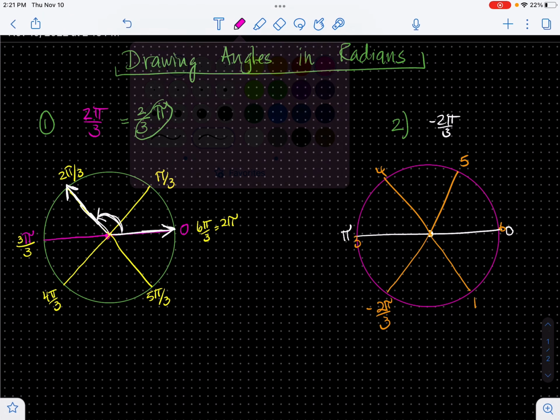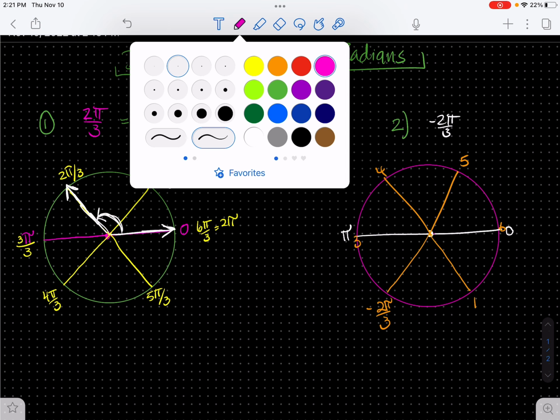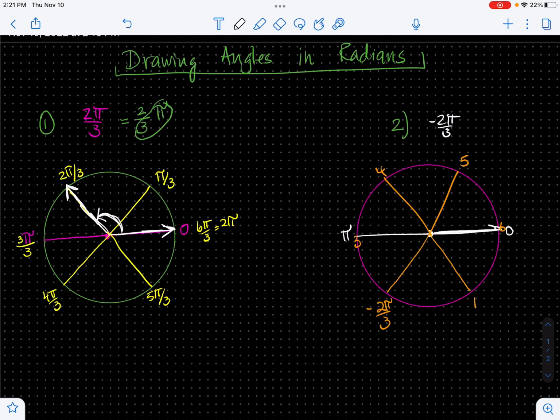And the angle constructed would be, here's the initial side of the angle. And I went this way. And here's the terminal side of the angle, and this clearly defines the angle. Negative 2 pi over 3 radians is the angle measurement.